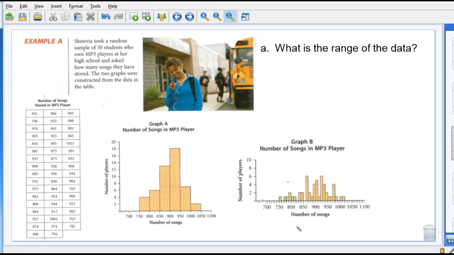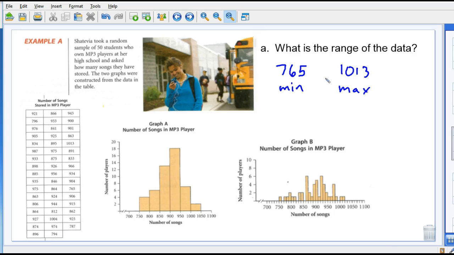Notice how number of songs is the independent variable and number of players is the dependent variable for both of them. So we're representing the exact same data in 2 different ways. What is the range of our data? If we look at the table closely, the smallest one is 765, so that's the minimum. And the maximum is 1013.